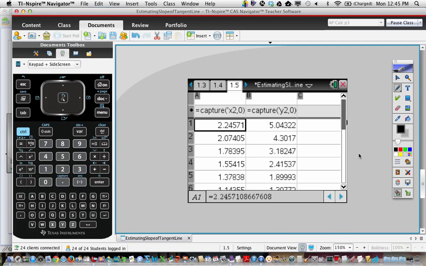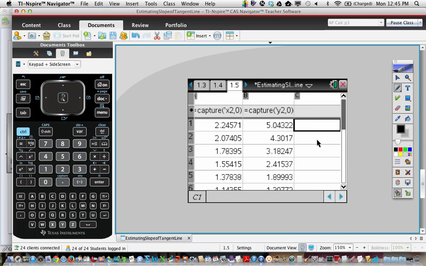Okay? All right. Now, what do we want to do in this third column? Let's put our cursor over here in C1. What do we want to put in there? We want to calculate the slope between that point and the point 1, 1.